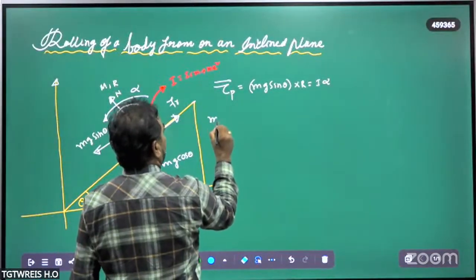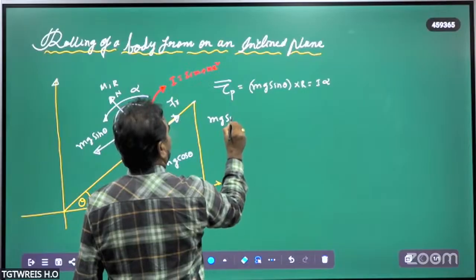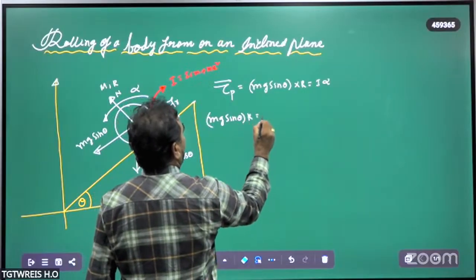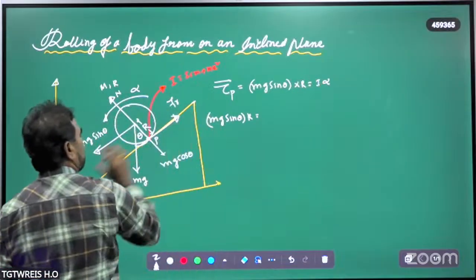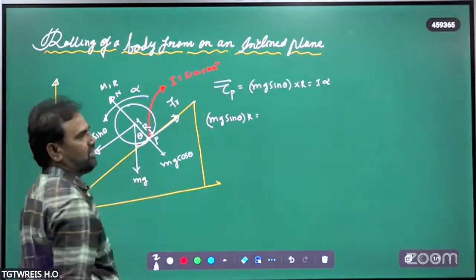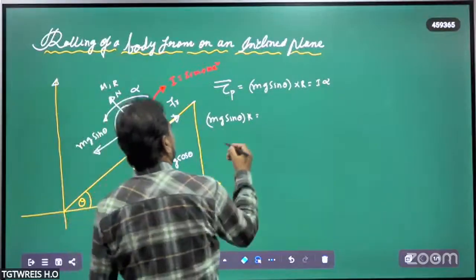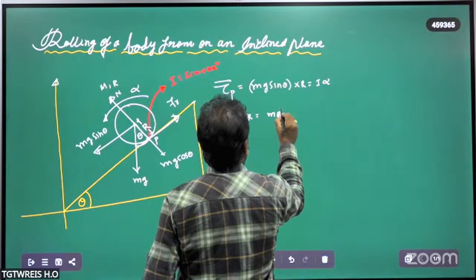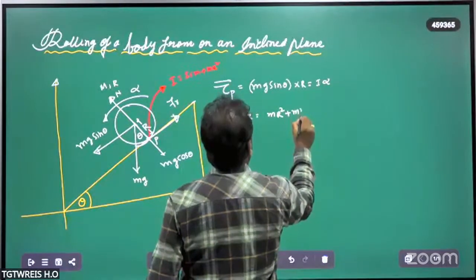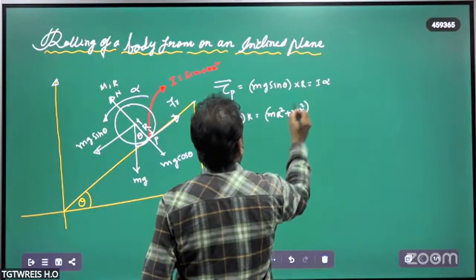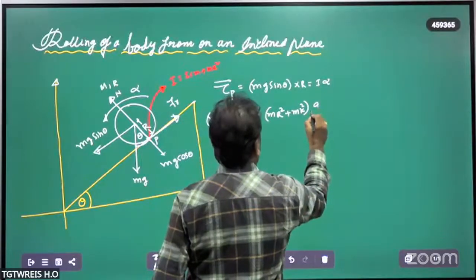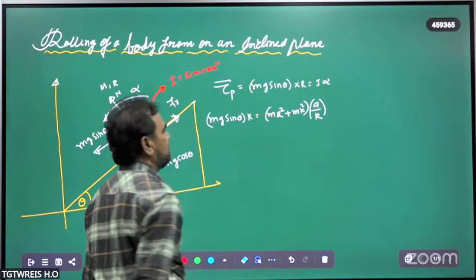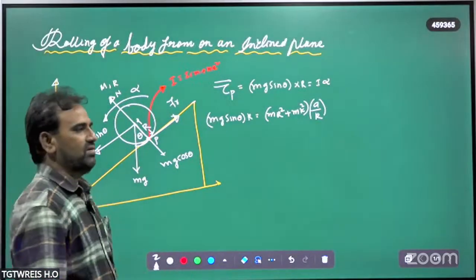So this is what I am writing. mg sin theta into r is equal to the moment of inertia about this point of contact, ICM plus mr square. ICM means mk square. So it is mk square plus mr square, and alpha is a upon r, as you already know. I explained in detail the relation between alpha, a and r.